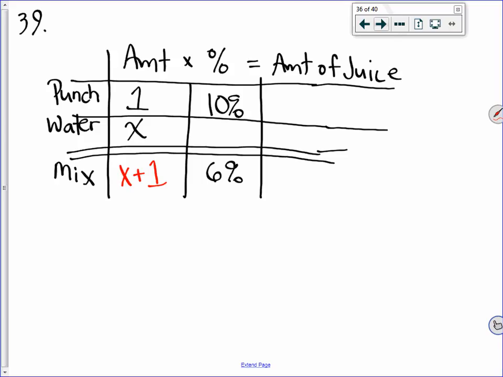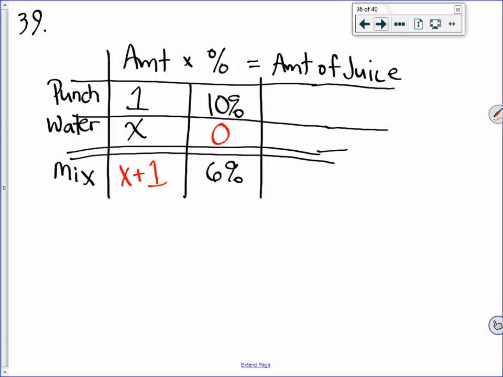So water has what percent juice? 0. Yeah, turn on that faucet, you're not getting any juice coming out. That would be a little awkward. That'd be strange brushing your teeth if juice came out of your faucet. Okay, so water is 0% juice, so that's why you put 0.